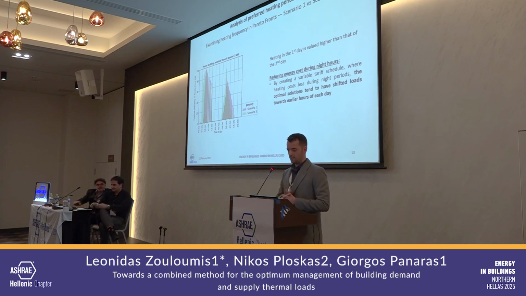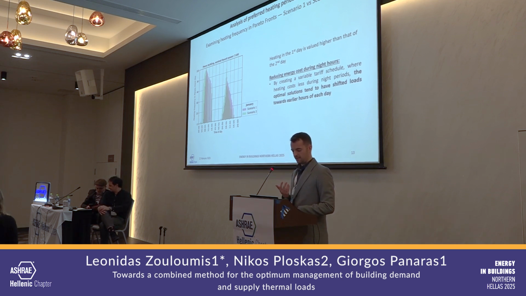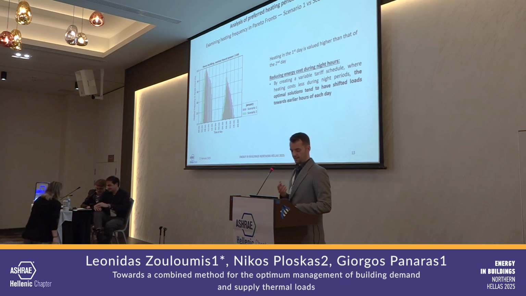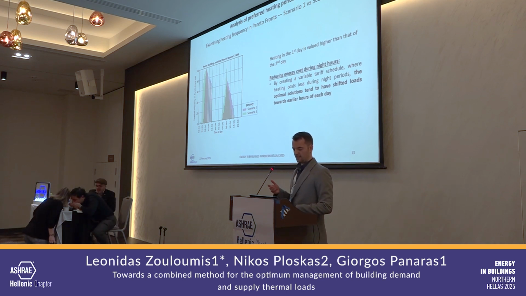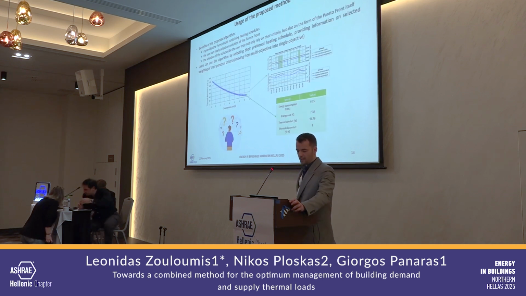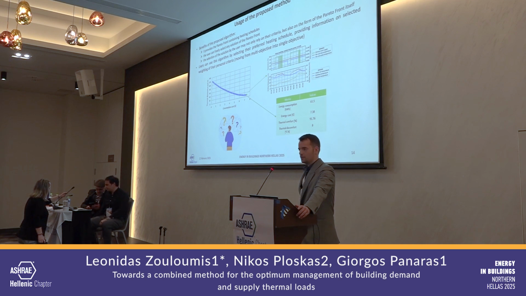So if we apply this logic to our two scenarios, scenario 1 and scenario 3, we can see that by reducing the energy cost during night hours, the algorithm manages to exploit this and create heating schedules where heating costs less during night periods. So we have managed to shift the heating loads towards early hours in each day, and that will certainly lead to a big saving of energy. So the algorithm works as intended, but what can we do with it?